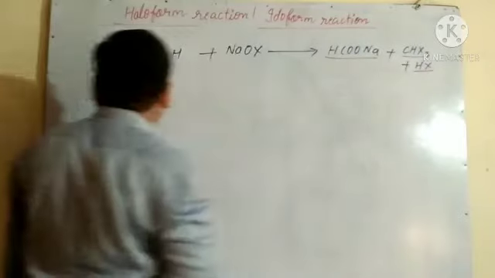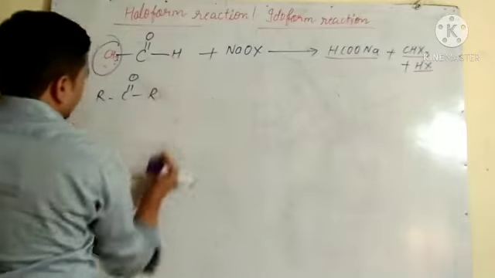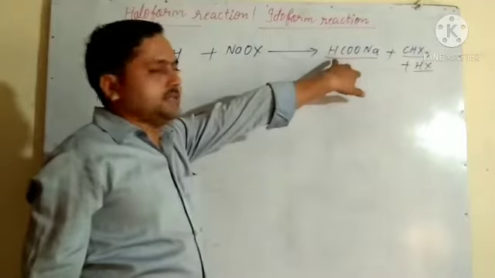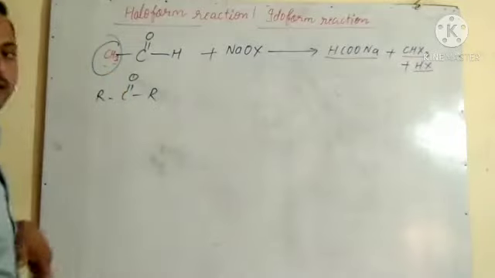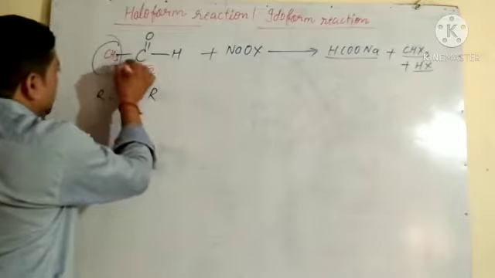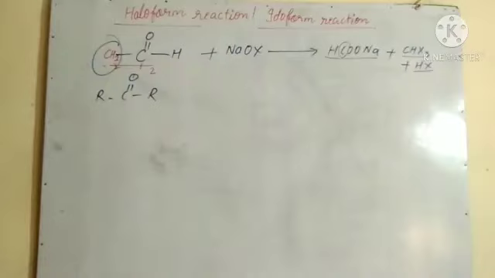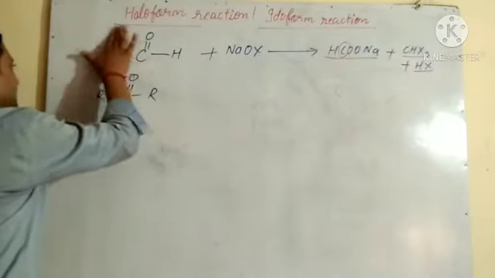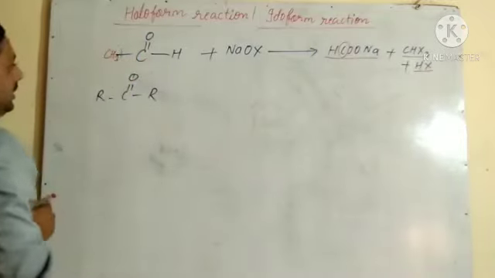Okay. And one more point to see here, aldehyde or ketone, whatever we are taking, the salt of the acid will have 1 carbon less than the parent aldehyde or ketone. So how many carbons are on this side? You see 2 carbons, 1, 2. But there how many carbons? Only 1 carbon. So you have to remember this. In haloform reaction, 1 carbon is being reduced from the carbonyl compound.